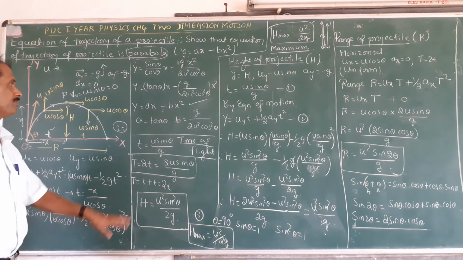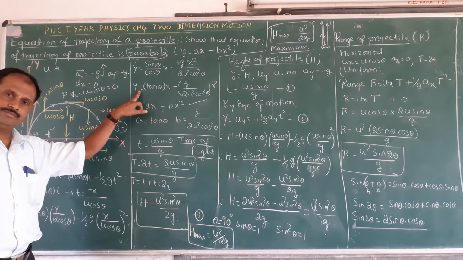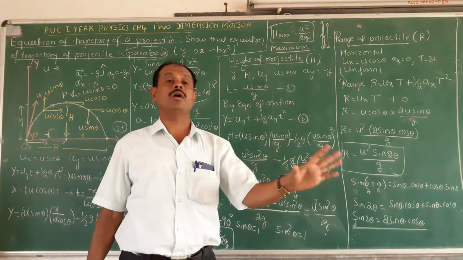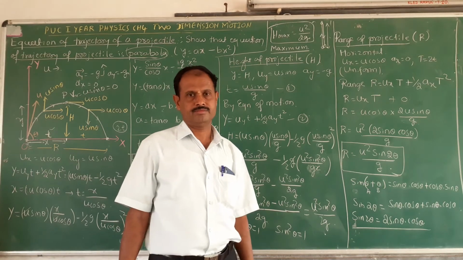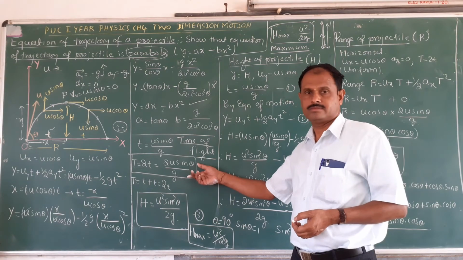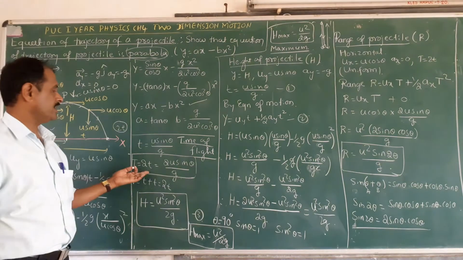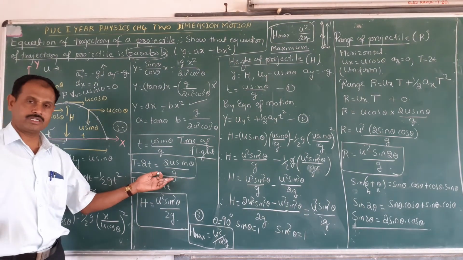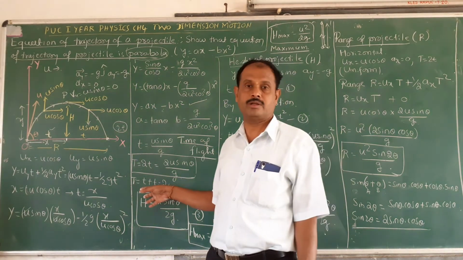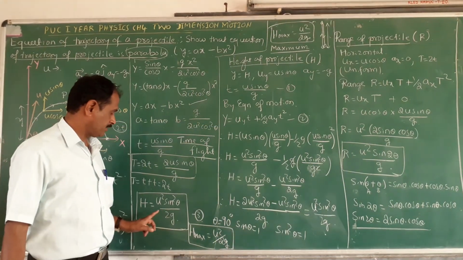One is the equation of projectile. The equation of projectile is in the form of a parabola. I will show this. And the second expression is time of flight. Time taken for ascent is equal to time taken for descent. Therefore, time of flight is 2u sin theta by g. Got the expression? These things you explained in the previous video. Today, I have to obtain the expression for height of the projectile.